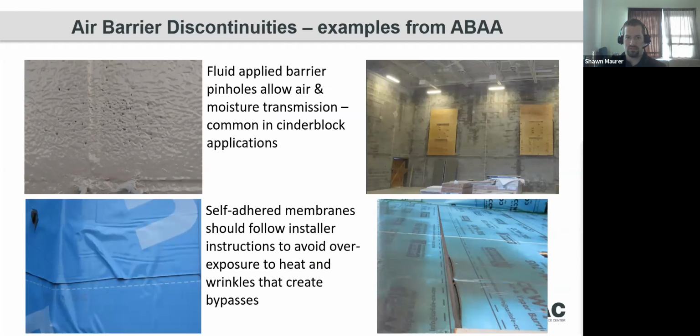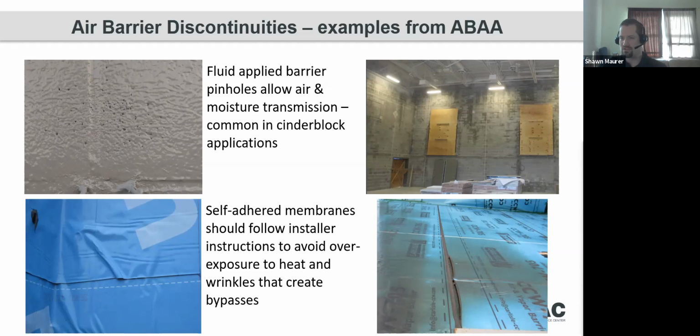Some more examples of what we've seen as far as different air barriers and some issues that can arise. Self-adhered membranes are probably next most common after Tyvek house wrap or other building wrap material.